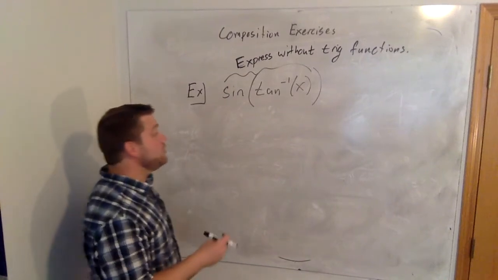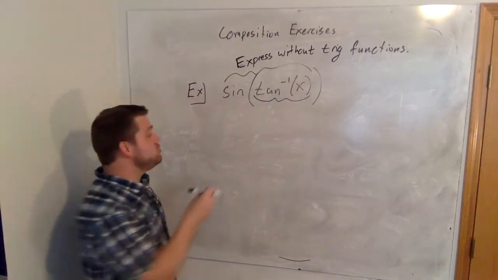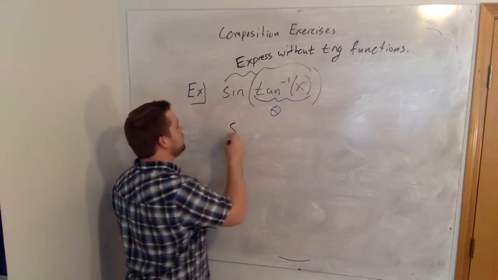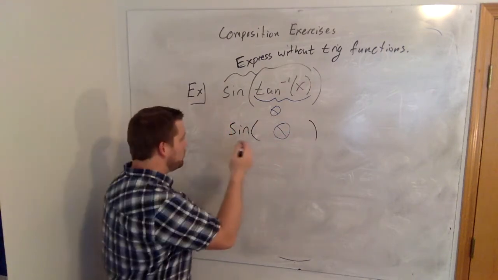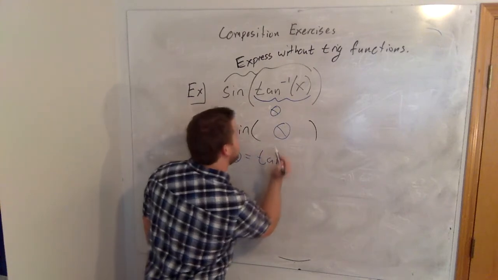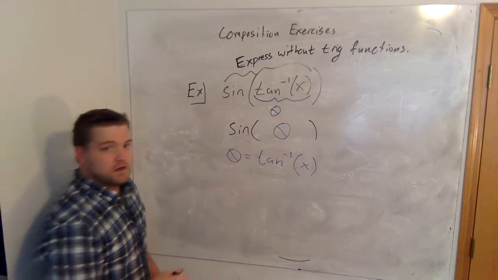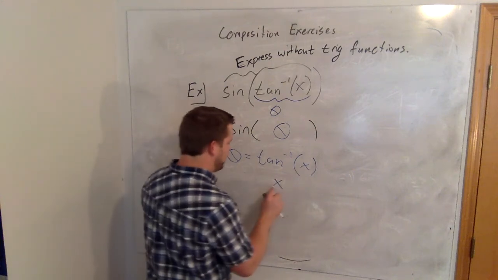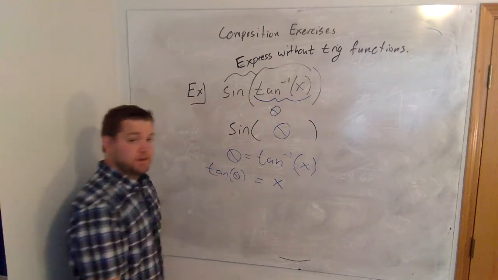Okay, so just like how we did the last exercises, inverse trig functions spit out angles. So we want to know what is sine of this angle. Well, what is this angle? This angle is the same thing as the tan inverse of x. If we applied tangent to both sides, this would be saying that x is equivalent to the tangent of theta.